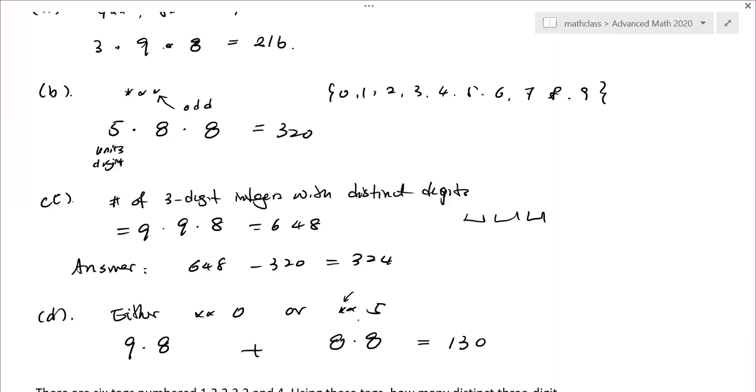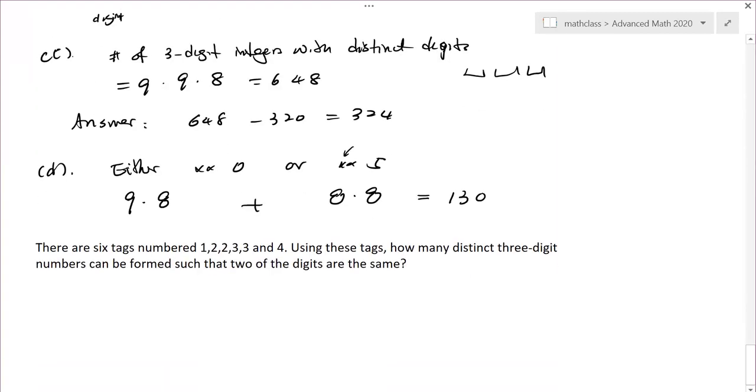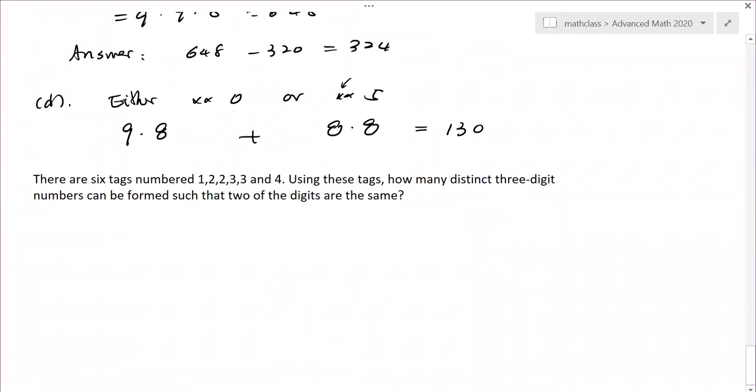All right, so now let's do the problems here. There are 6 tags numbered 1, 2, 2, 3, 3, 4. Using those 6 tags, so we have tag 1, tag 2, and so on, how many distinct three-digit numbers can be formed such that two of the digits are the same?